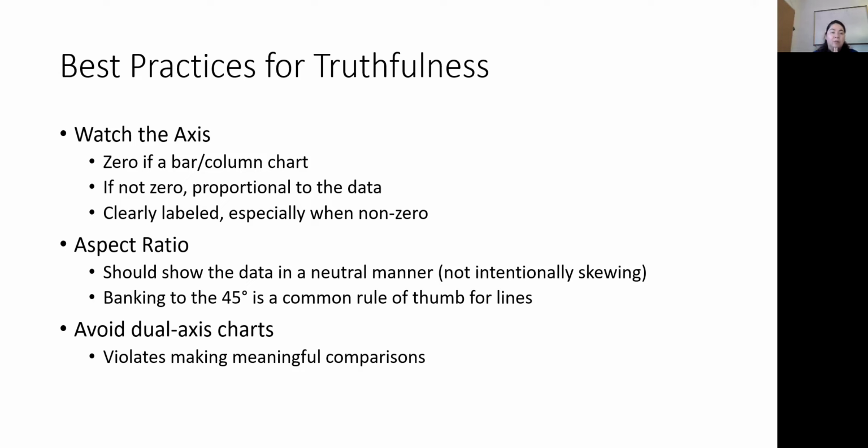Then the last one here is avoiding dual axes charts. That's when on the left side of the chart, you have one type of data with one type of axes, such as temperature, one type of units. And then on the right side of the chart, you have another different type of unit, like money, like dollars, and you're having those overlaid on top of each other. That violates the idea of making meaningful comparisons, which we talked about last week. So you want to make sure that we are not confusing people and drawing comparisons where they really shouldn't be.